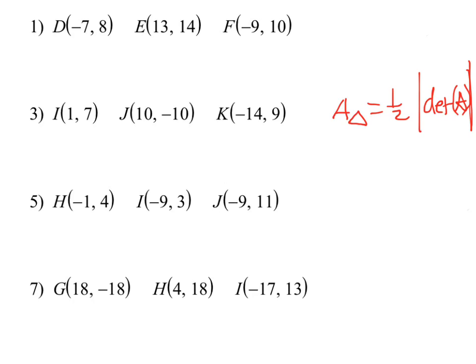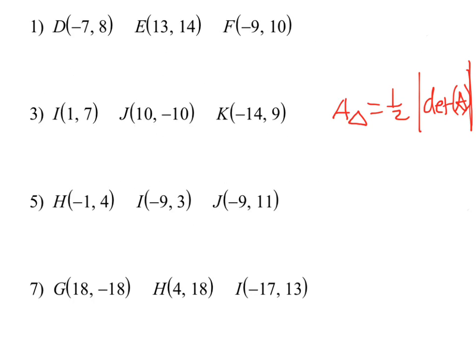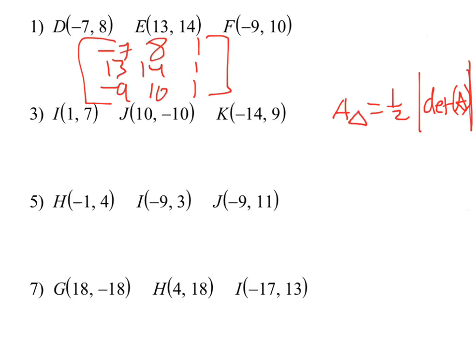To start out on this one, if you want to get the area of a triangle, you just have the vertices, the coordinates of the corners. You can make a matrix using those, and you use each of your coordinates as the beginning of a row. So that's negative 7, 8, 13, 14, and then negative 9, 10, and then add a column of 1s on the end, and now we have this 3 by 3 matrix.